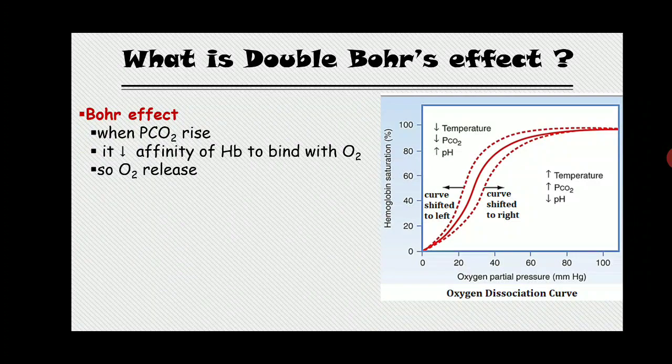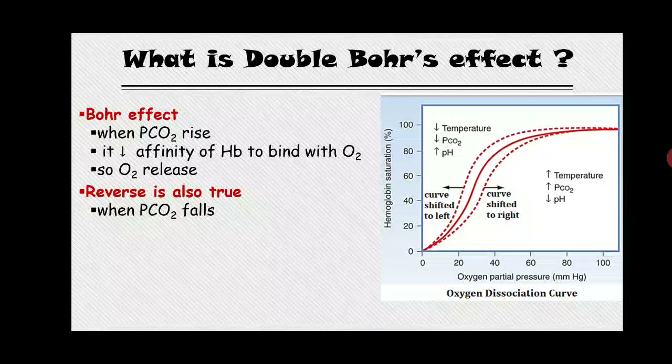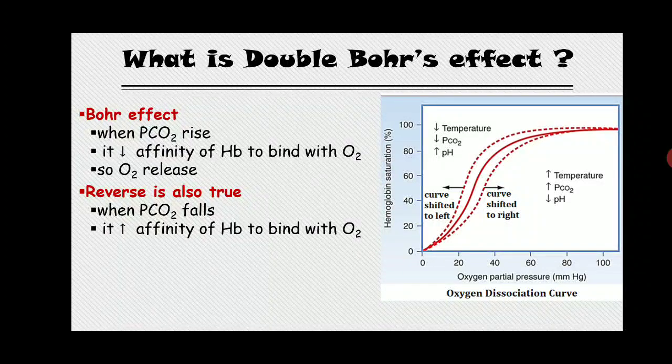Now if you look at it the other way, if the partial pressure of carbon dioxide falls, then it will increase the affinity of the hemoglobin to bind oxygen, and basically oxygen will bind with the hemoglobin, right? So the reverse is also true. What is the reverse of the Bohr effect? Whenever the partial pressure of carbon dioxide falls, it increases the affinity of hemoglobin to bind with oxygen. So oxygen will bind with the hemoglobin, right?